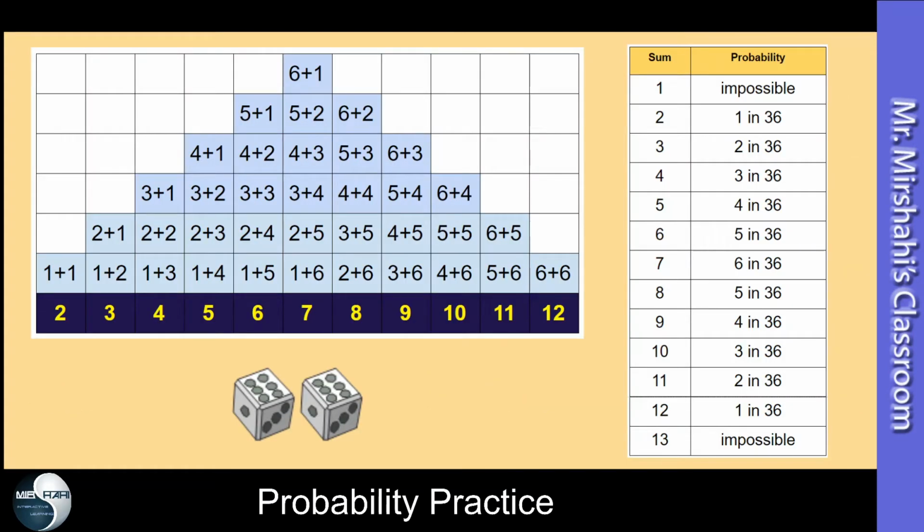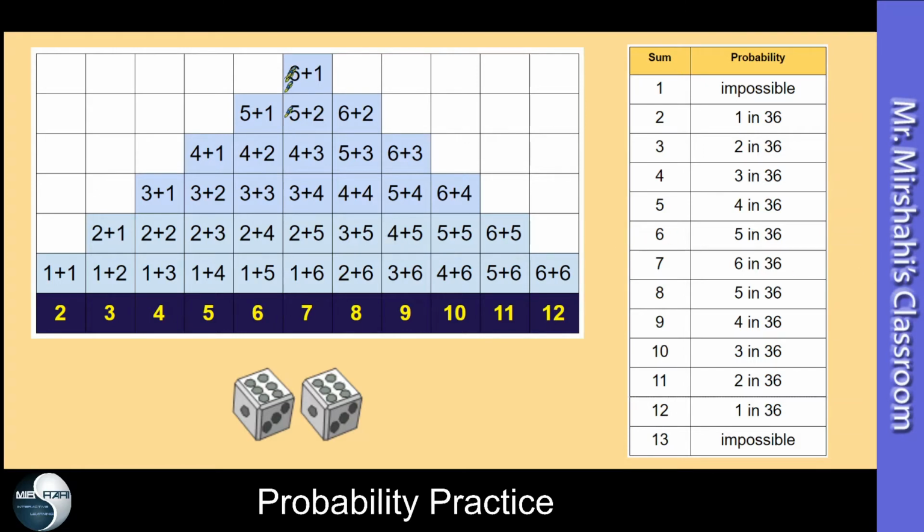Now, what if we have 2 number cubes? It becomes more complicated. When you have 2 number cubes, we add the numbers that show up. So we cannot have a 1 because the lowest answer would be 2. The lowest sum would be 2. That's 1 and 1. And there's only one way to make it. And the highest sum is 12. And again, there's only one way to make it, 6 and 6.